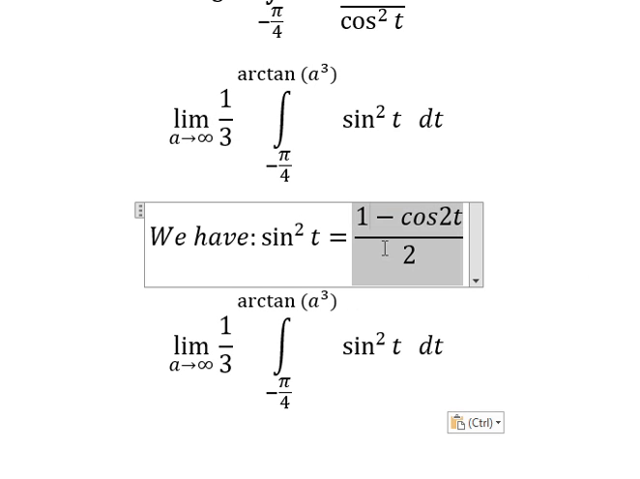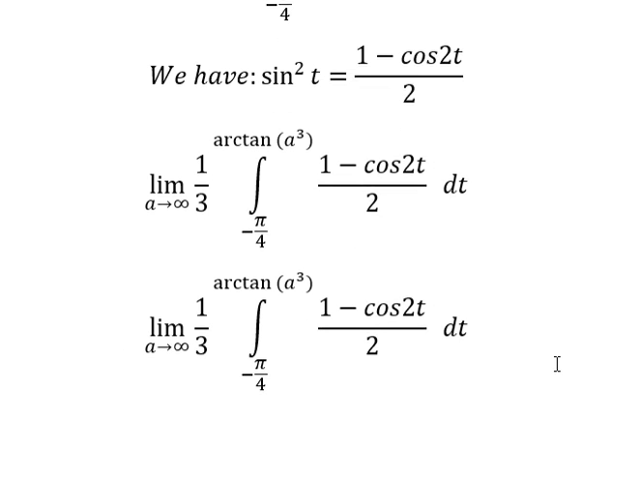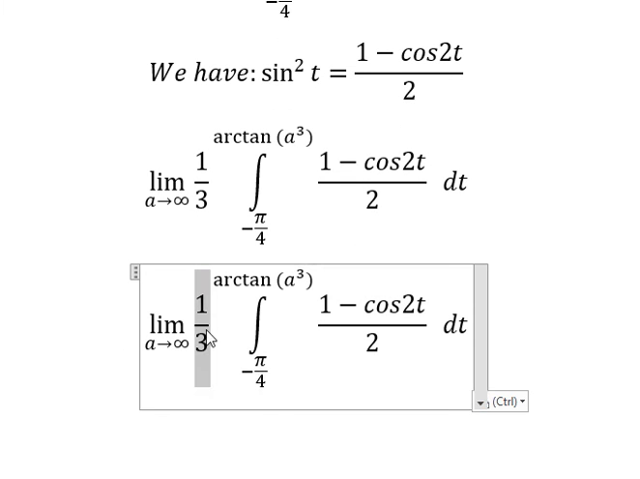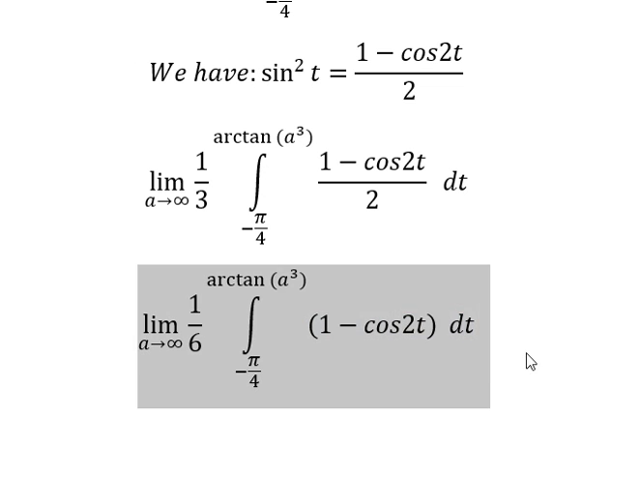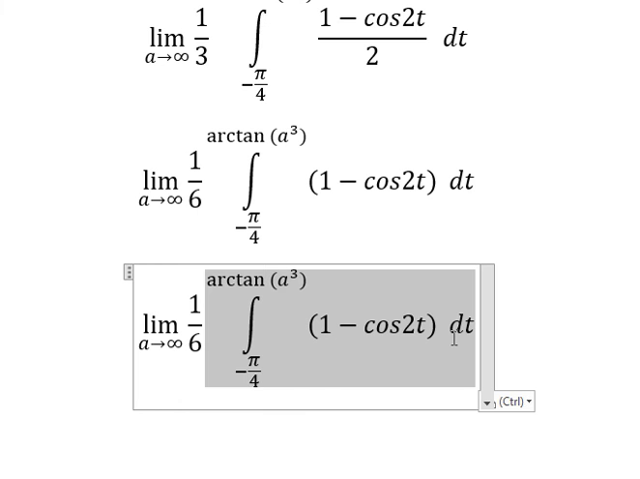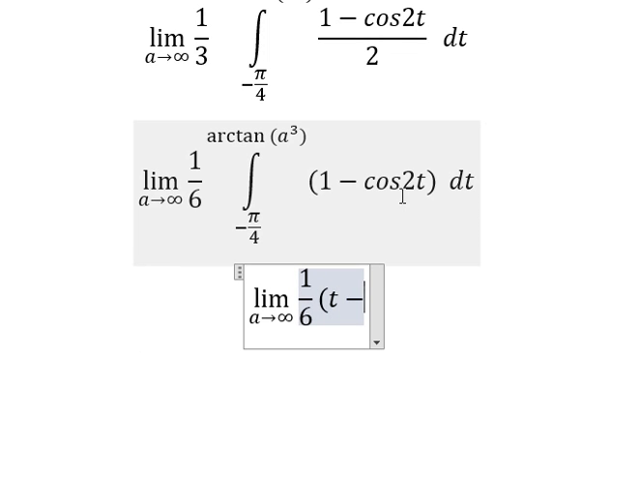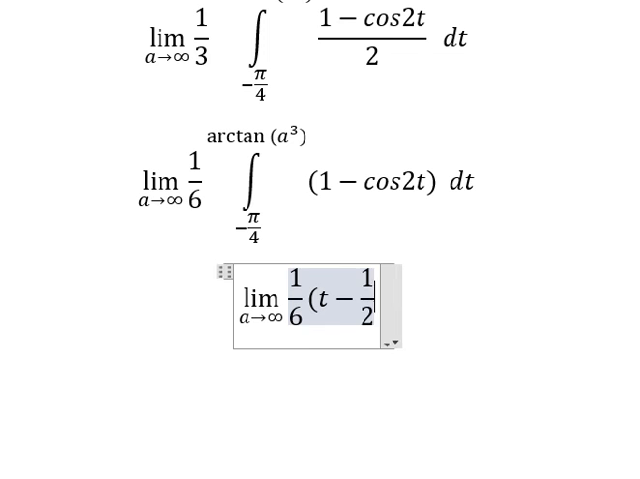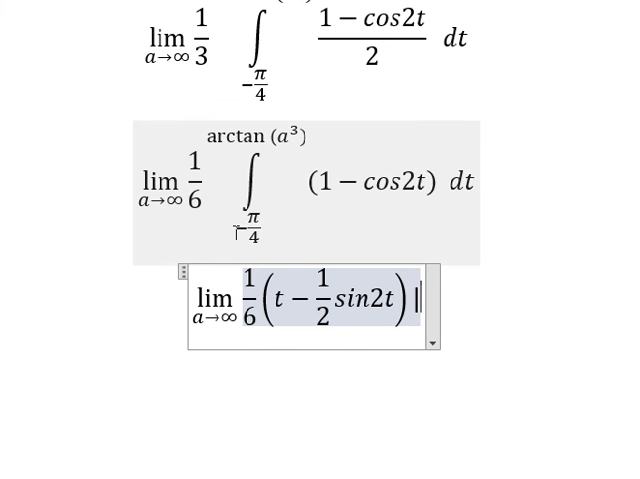So I will put this one in here. Number 2 and number 3 we have 1 over 6. This one we have 1 minus cosine 2t. The integration of number 1 we have t. The integration of cosine 2t we have 1 over 2 sine 2t. And we need to put the bounds from negative pi over 4 to arctan of a to the power of 3.